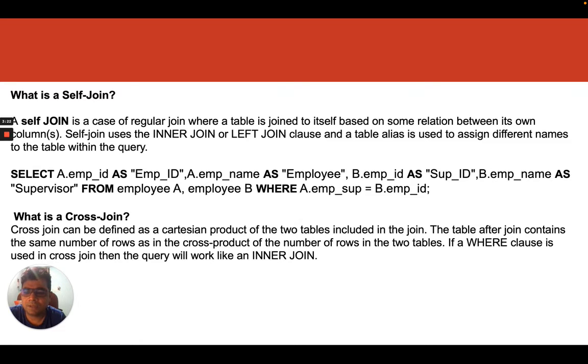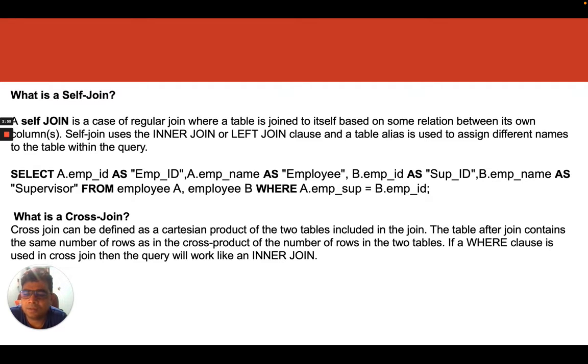You can see in this example, select, where A is a table, A.employee ID as employee ID, A.employee name as employee name, B.employee ID as supplier ID, and similarly. And at the end, from the employee table A, employee table B, where A.employee supplier equal to B.employee ID.